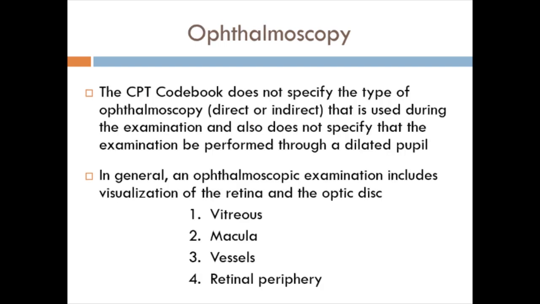The next service component of an ophthalmological exam is ophthalmoscopy. And just like most things, the CPT code book doesn't really tell you how to do it, whether you're doing direct ophthalmoscopy or indirect ophthalmoscopy. It doesn't say that it has to be dilated pupil or undilated pupil. It just says you better look in there and document that you looked in there. You've got to prove that you looked inside the eye. You've got to make some notation of the vitreous, the macula, the vessels, and the retinal periphery. So that would be ophthalmoscopy.